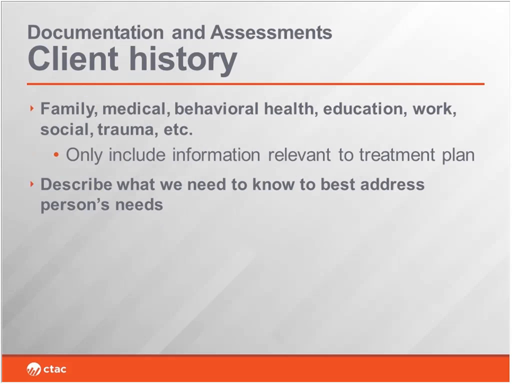In the client history, this is another place where more is not always better. For the note snippet that Daniela reviewed, notice how the more succinct note was higher quality and contained all the elements. So we want to capture the family history, medical history, behavioral health, education, work, social, trauma, etc., but as it's relevant to the treatment plan, as it's relevant to what the person needs and wants from treatment and how it will relate to our plan as to what we're going to do about it. You don't have to capture everything if it's not related to what the service is directly going to be implementing. So we want to describe what we need to know to best address those needs and capture all of that information.